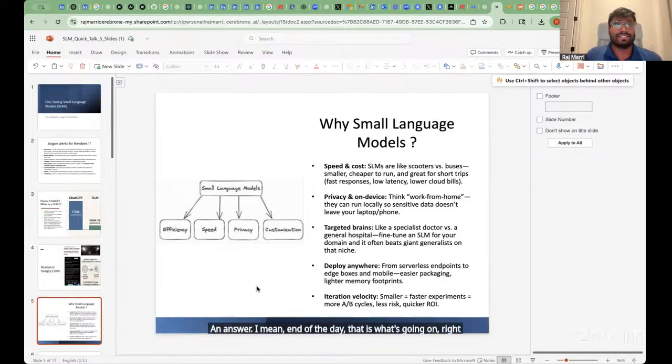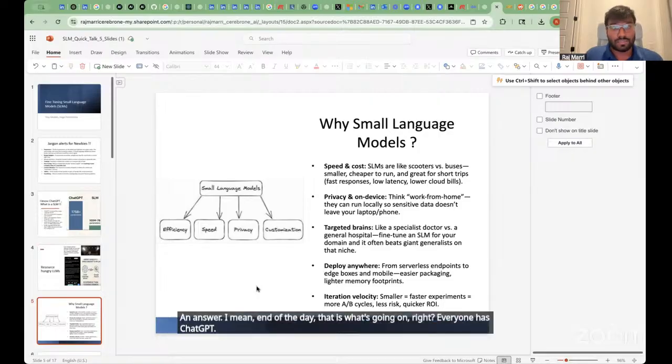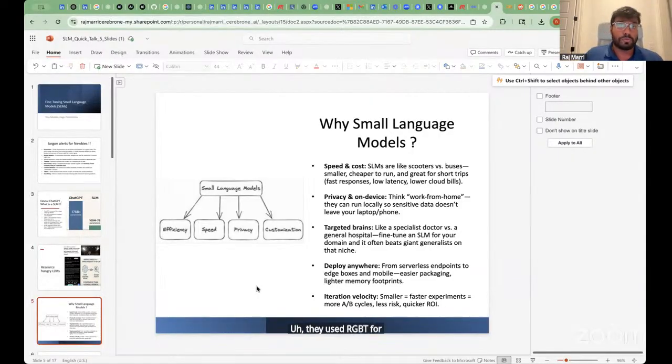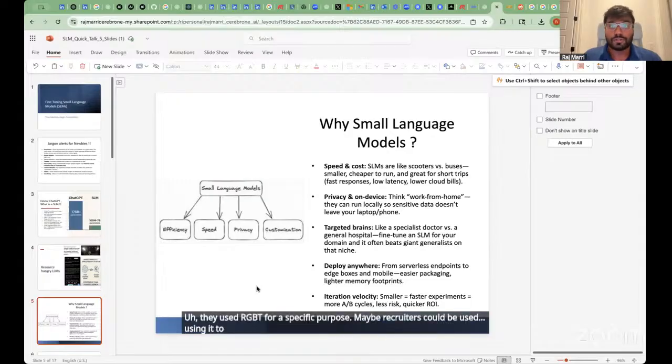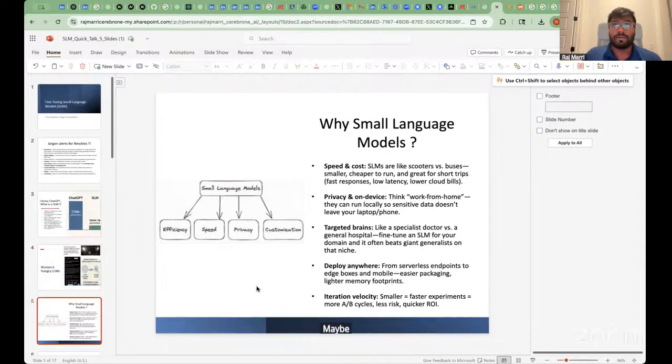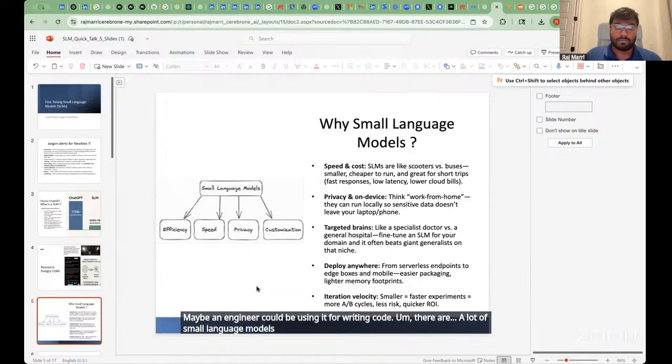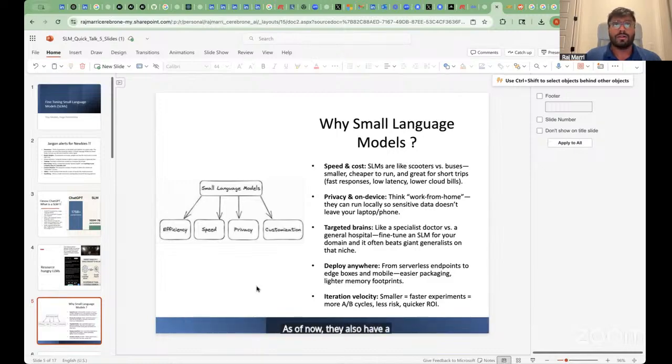Everyone has ChatGPT. They use ChatGPT for a specific purpose. Maybe recruiters could be using it to create job descriptions. Maybe an engineer could be using it for writing code. There are a lot of small language models out there which are really incredible in coding, and every model that is released by these major players as of now, they also have a smaller language model that they release. So they do that through distillation.